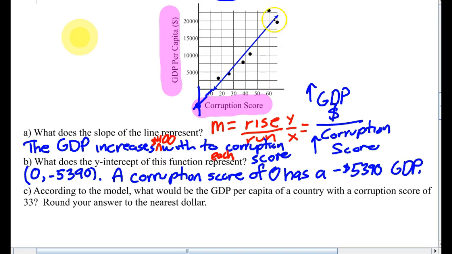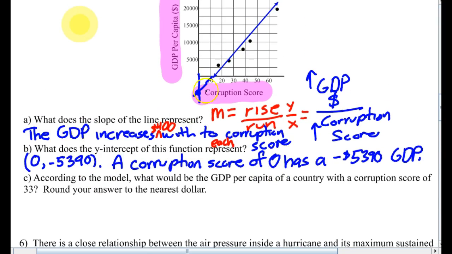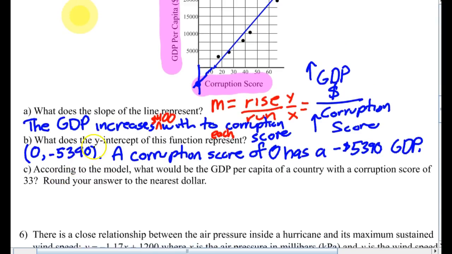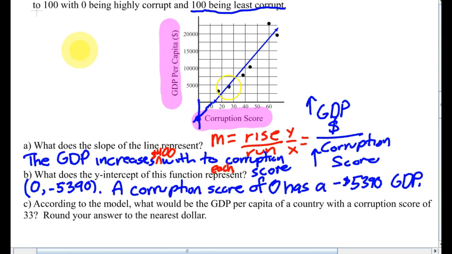The less corruption, the more money that we make, because it's not being stolen by criminals or politicians, and anybody else that can contribute to that. So the less corruption, the more money there is. That's why we try to strive to have honest people in charge, so they don't mess everything up. Okay, and lastly, we're going to use this to actually predict and estimate. So that's the whole big picture of all this. We can actually estimate this. So it says we want to estimate what the GDP is with a corruption score of 33.